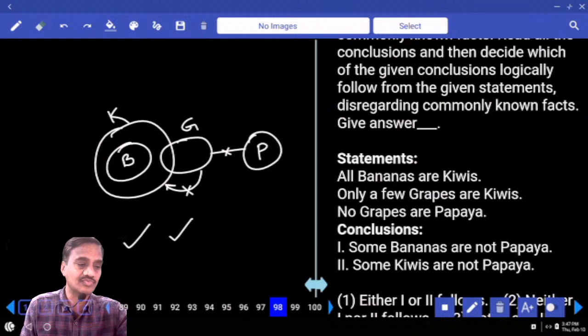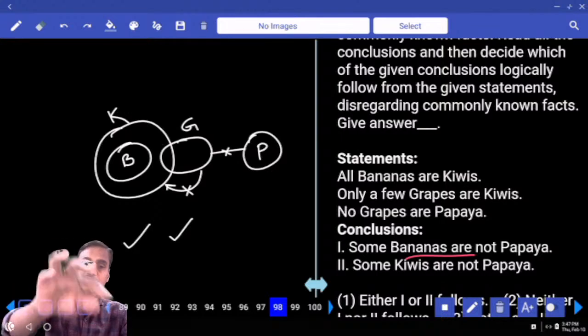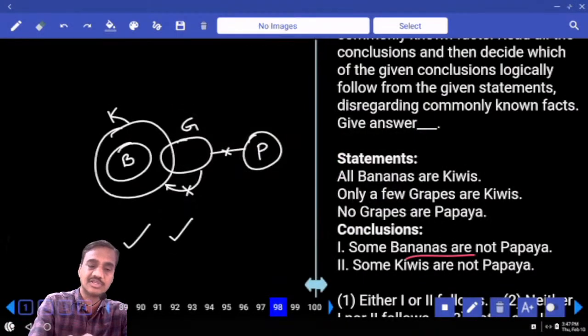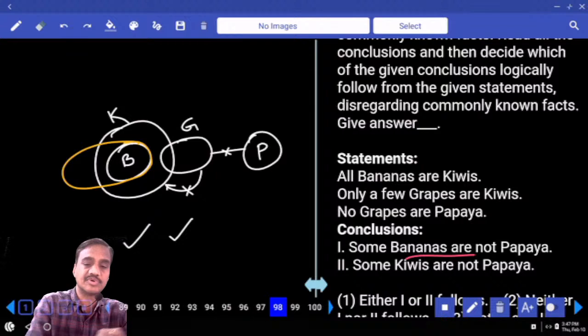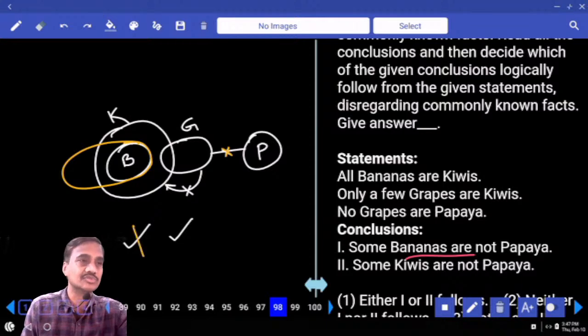Then to make this one false, we need an alternate diagram. Some bananas are not papayas means all bananas are papayas. This entire bananas is a part of papaya. Papaya cannot be intersected with grape. So the alternate diagram to the previous conclusion is false.